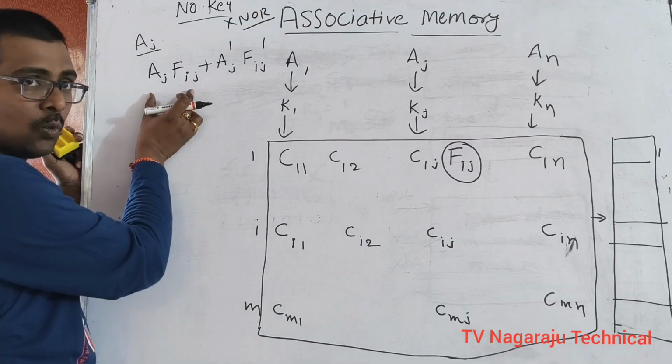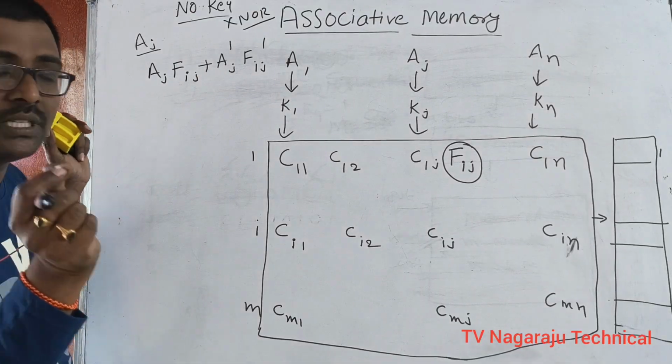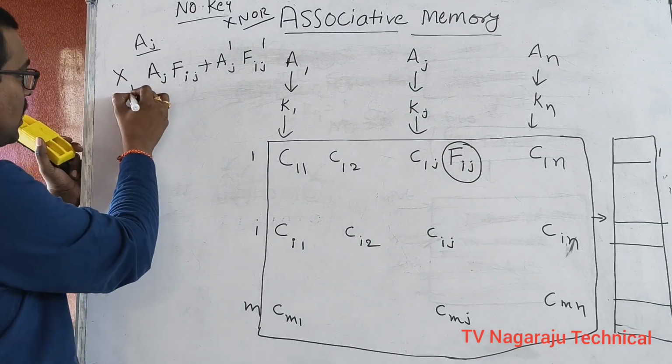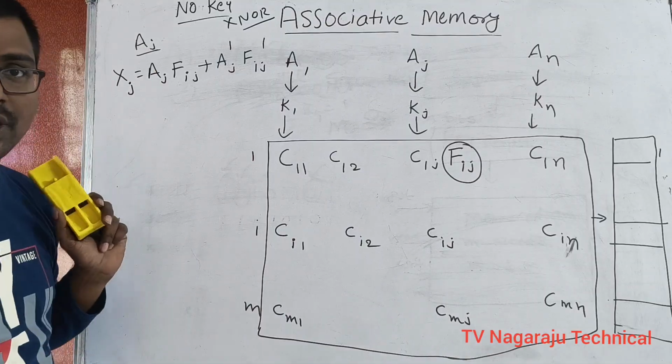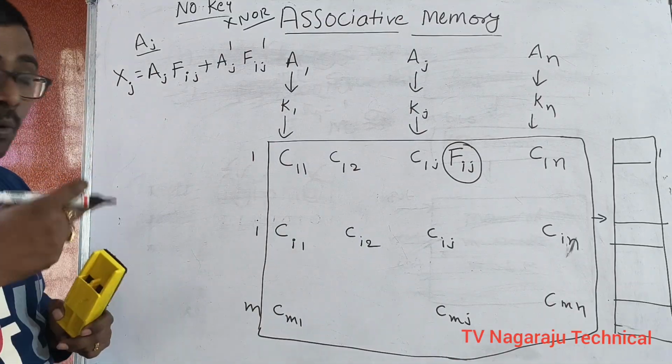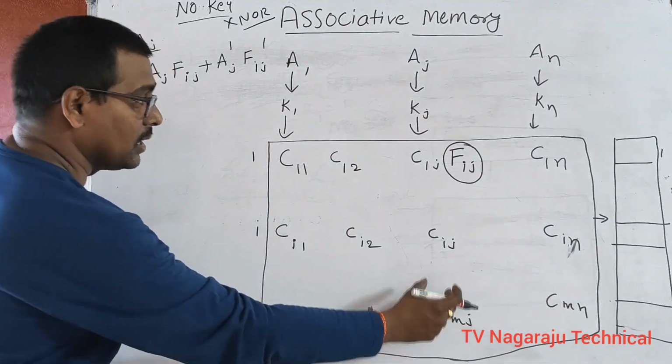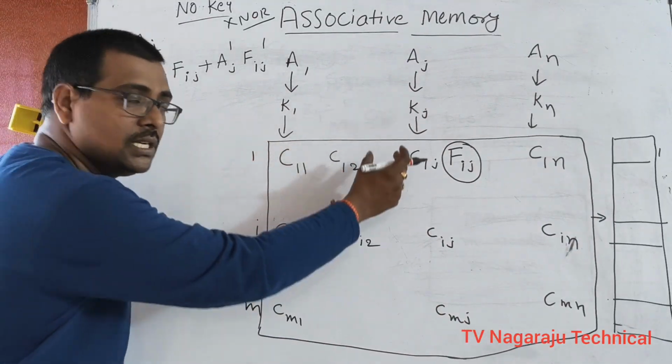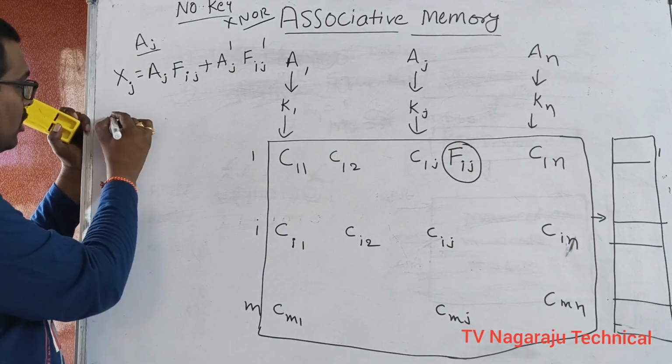If both are 1s or both are 0s, then there is a match. Assume the result is stored in Xj. This is the point, Xj. Clear? Now, this is for the jth position. Similarly, first position, second position, and so on, nth position.